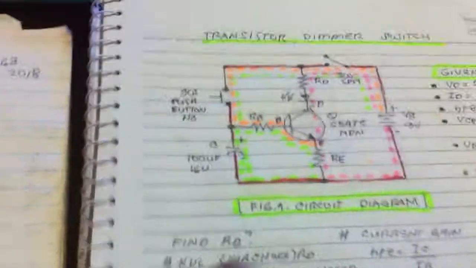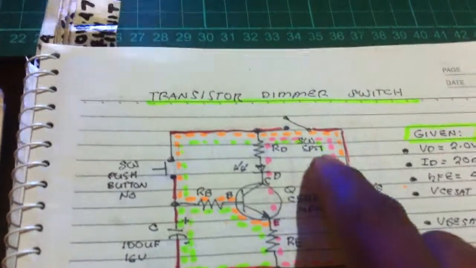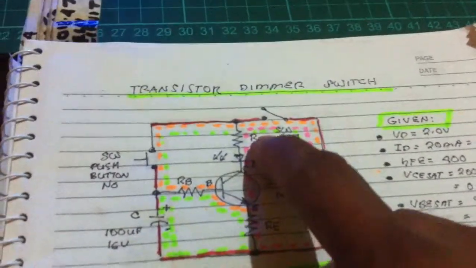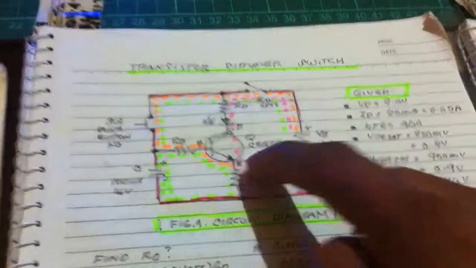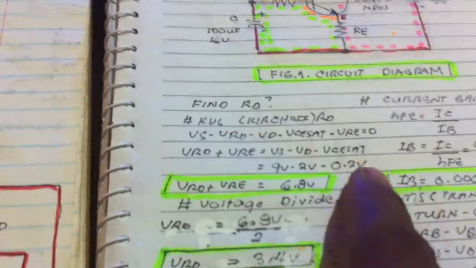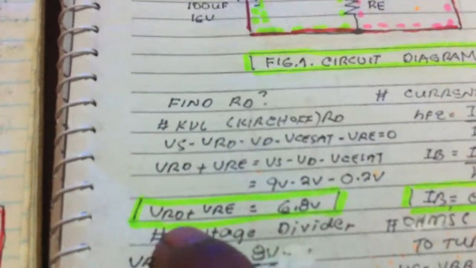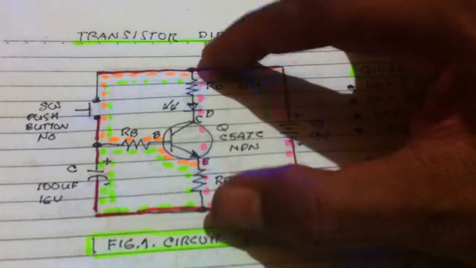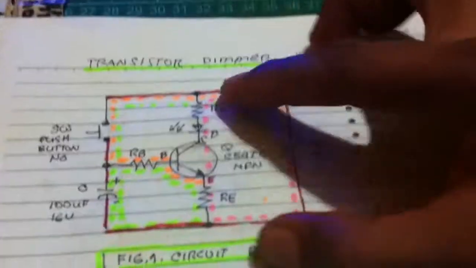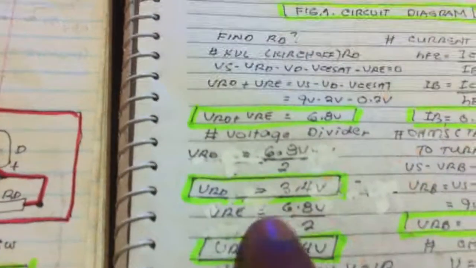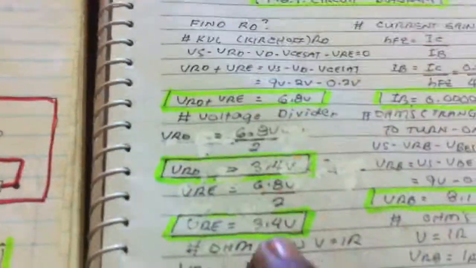RD here by using Kirchhoff's voltage law: voltage supply minus the voltage drops, and we get 6.8 volts across RE and RD. Since they are in series, I just use a voltage divider here, dividing it into 2, and we got 3.4 volts each. Voltage drop 3.4, 3.4.